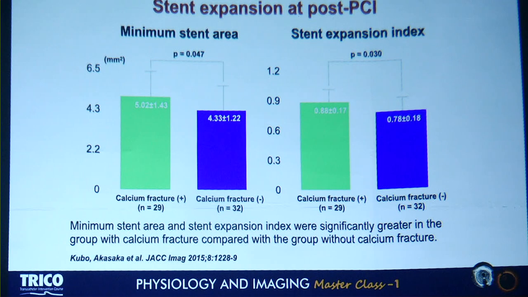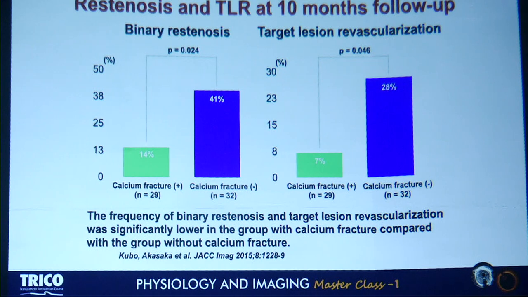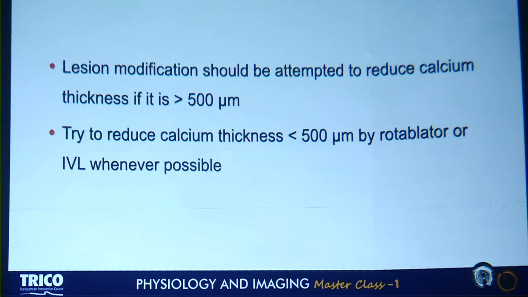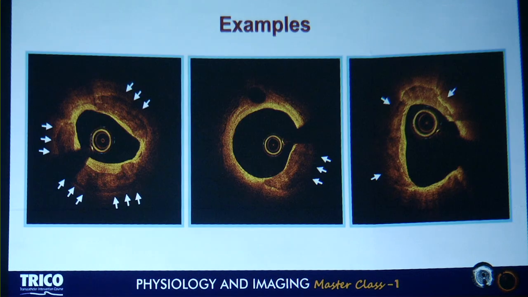So how does it matter? How do better stent expansion index and better minimal stent area matter? It has a direct impact on binary restenosis as well as target lesion revascularization, 14 versus 41%, 7 versus 28%, very significant at 9 to 10 months. So lesion modification should be attempted to reduce calcium thickness if it is more than 500 micron, and try to reduce calcium thickness to less than 500 micron by rotablator or IVL or orbital atherectomy or whatever.